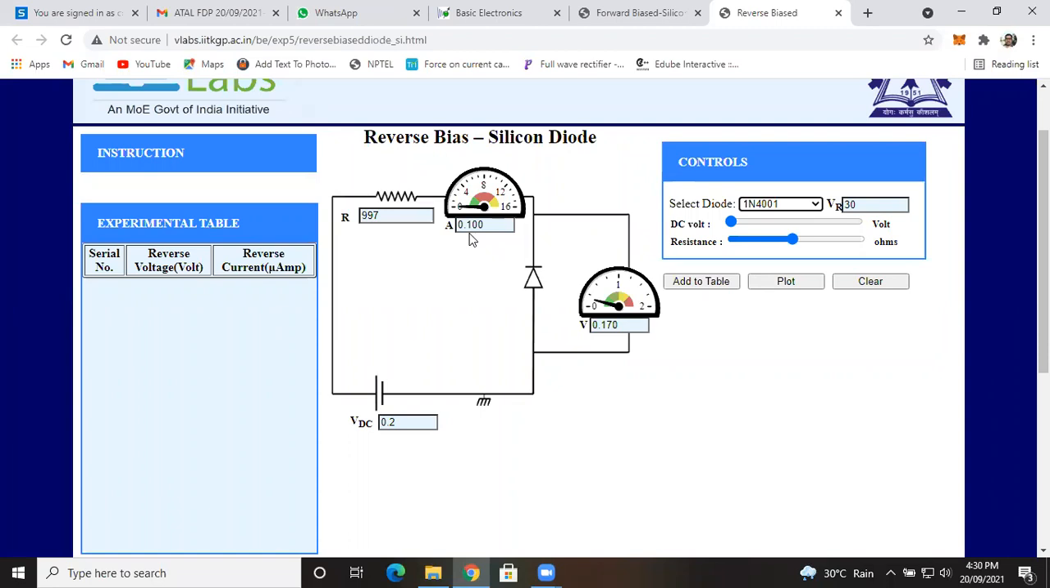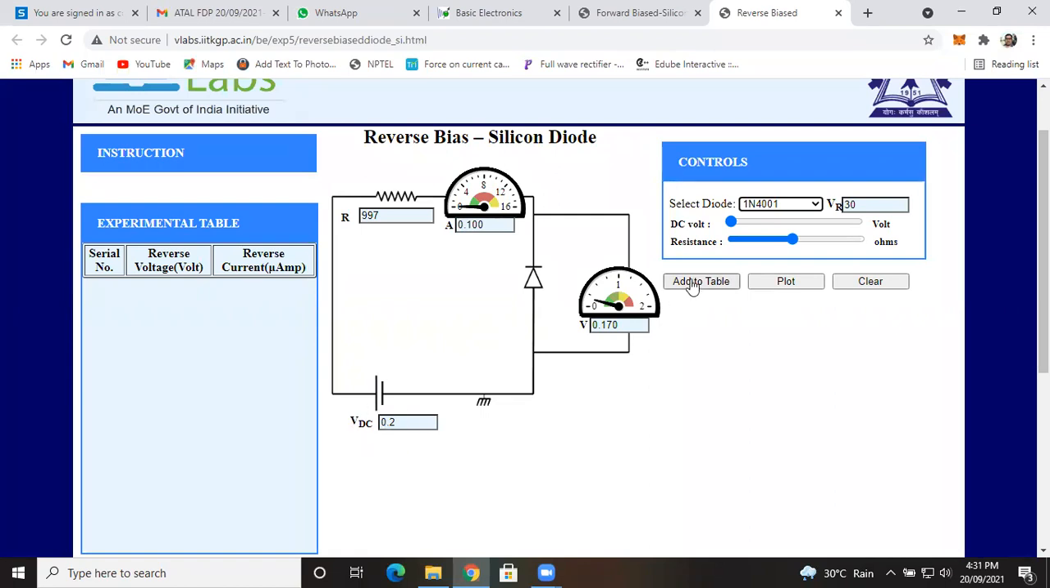Actually, theoretically, we say that no current will flow through it. But as I already explained, the current will flow due to the minority carriers, and this current remains constant. That's why we call it the reverse saturation current, or leakage current. Whatever reading you observe in this ammeter box, this current is always constant. It does not depend on VDC, the external voltage.